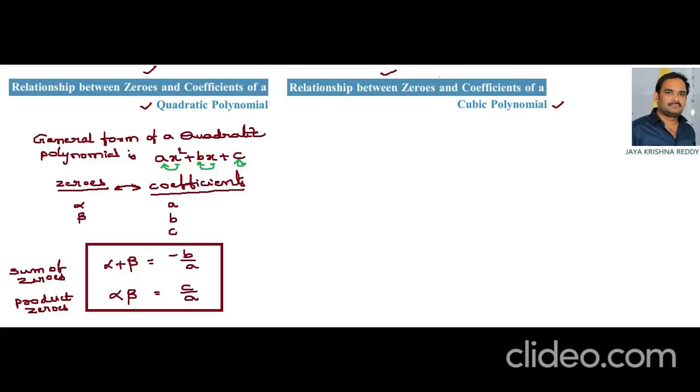Now let us discuss the relationship between the zeros and coefficients of a cubic polynomial. What is the general form of a cubic polynomial? The general form of a cubic polynomial is ax cube plus bx square plus cx plus d. Its degree is 3, which means the highest exponent of the variable x is 3.